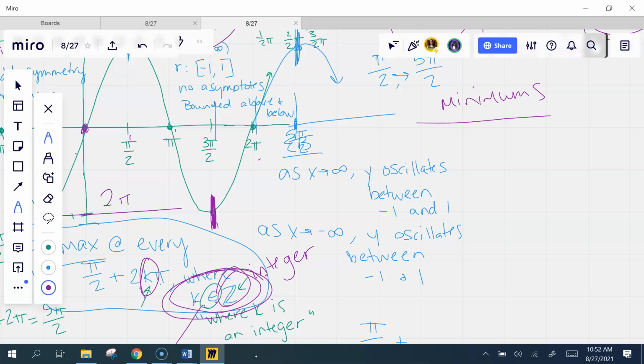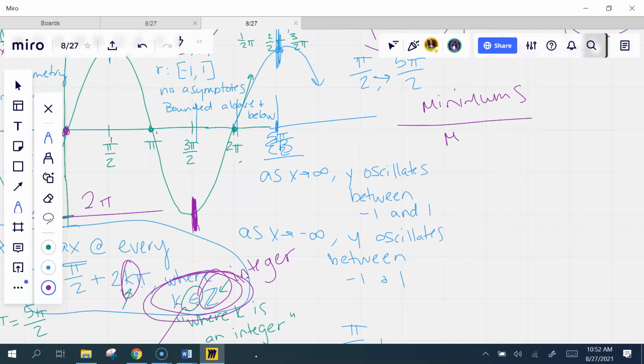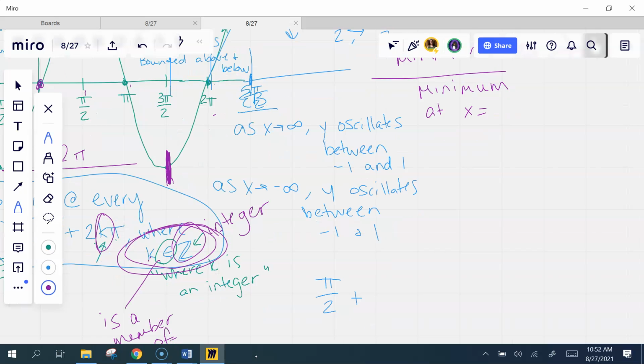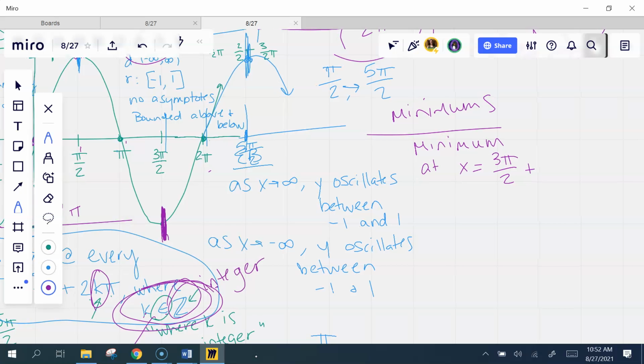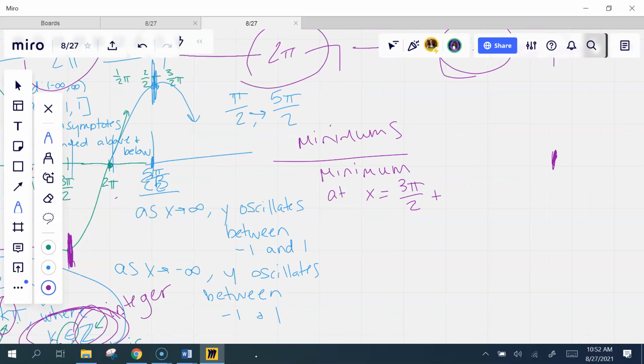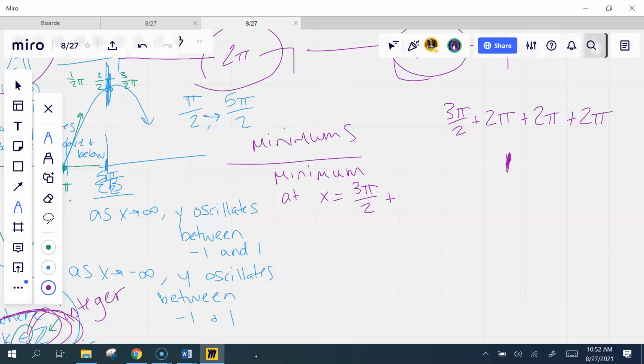So I'm going to say minimums occur at x equals 3 pi over 2, but I know I could add 2 pi, right? If I did, and maybe this will help you a little bit, if I said 3 pi over 2 plus 2 pi, I would be at another minimum. Do you agree or disagree? If I did that, am I at another minimum? Is this the same thing as 1, 2, 3, 2 pi's?